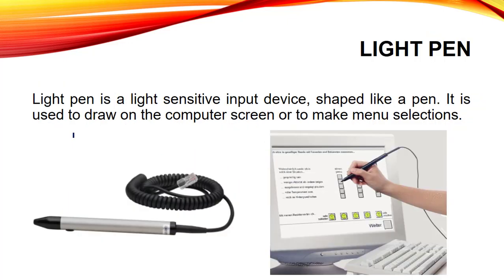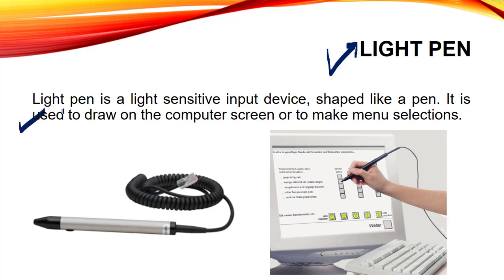Next we have the light pen. This light pen is generally used by graphic designers, or those individuals who have to work with graphical data where accuracy is much more required. So a light pen is just like a mouse. It is a light sensitive input device. It will behave the same as a mouse, but the best thing is that with this light pen we can easily control our mouse pointer as if we are controlling it with a pen.